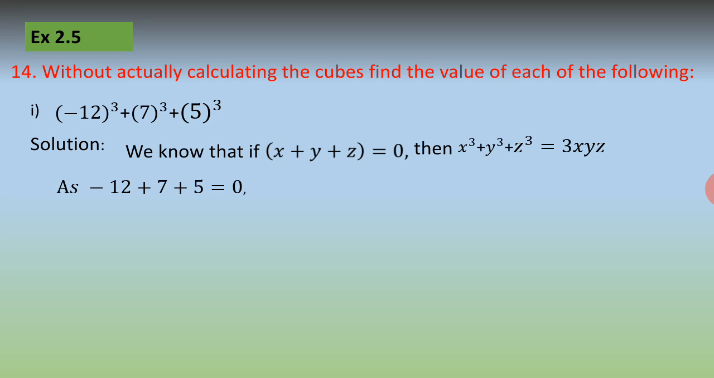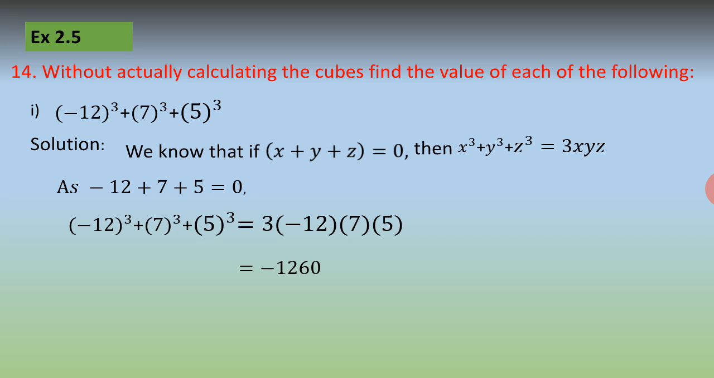So let us check. Now minus 12 plus 7 plus 5. They are the x, y, z. Add them and we get 0. So we can say that the given question, that is x cube plus y cube plus z cube, nothing but minus 12 cube plus 7 cube plus 5 cube is equal to 3 times xyz. Substitute x, y, z and we get 3 times minus 12 into 7 into 5. This multiplication is very easy. Just multiply and get the answer.